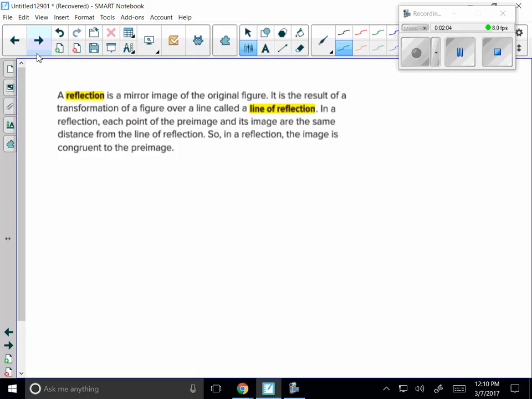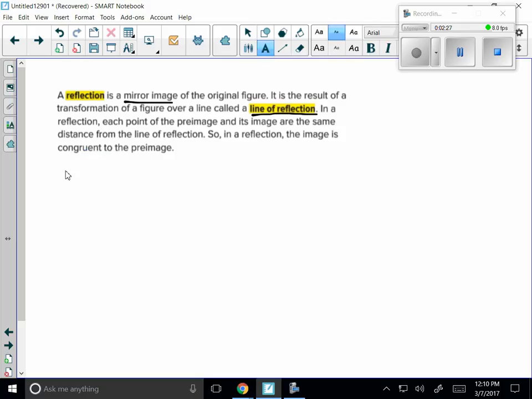Now the next little part there is just the definition. It says a reflection is a mirror image of the original figure. It is the result of a transformation of a figure over a line called a line of reflection. And in a reflection, each point of the pre-image and its image are the same distance from the line of reflection. So in a reflection, the image is congruent to the pre-image.